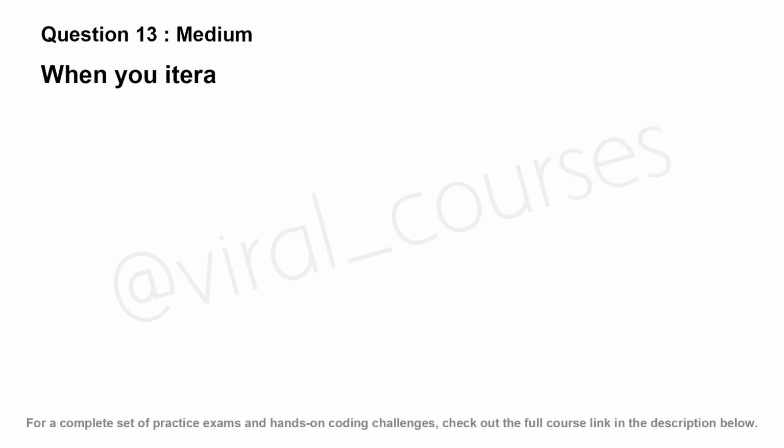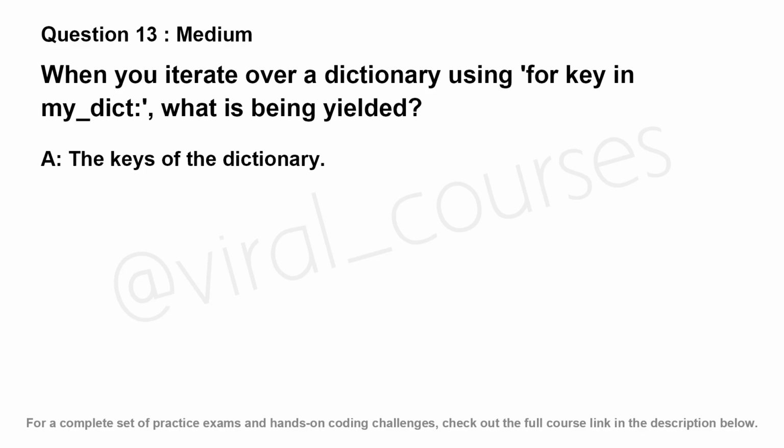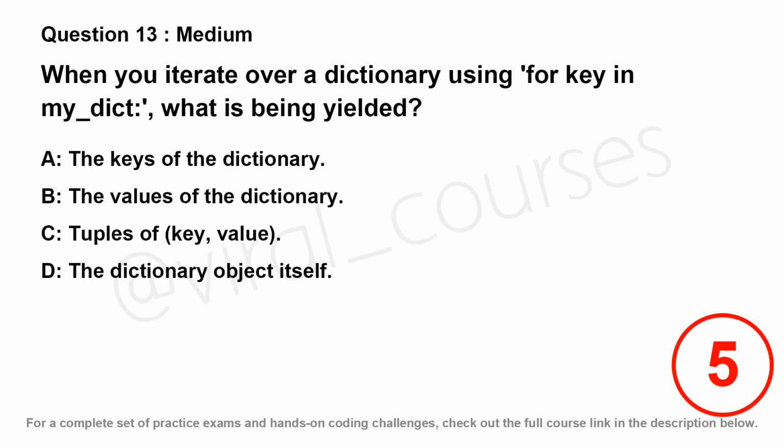When you iterate over a dictionary using for key in my_dict, what is being yielded? Option A, the keys of the dictionary. Option B, the values of the dictionary. Option C, tuples of key, value. Option D, the dictionary object itself.